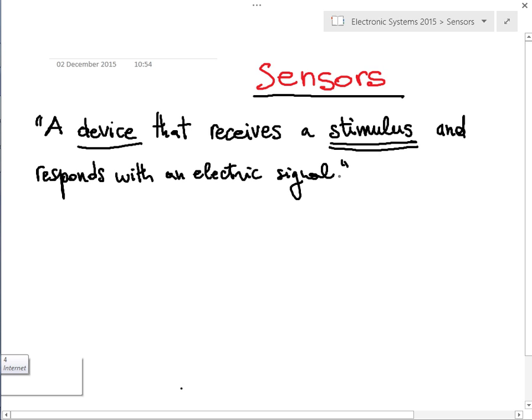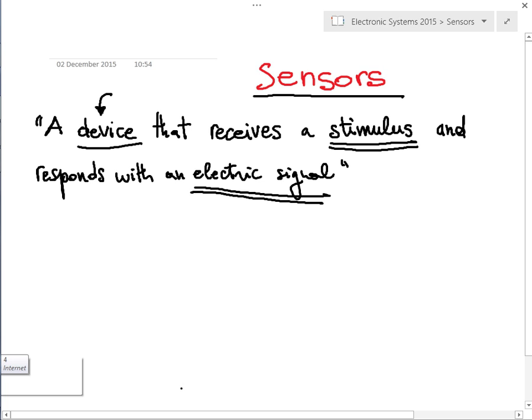So we are here discussing a specific class of sensors, the sensors that are artificially made for a particular technology. Of course, biological sensors behave differently. They do not respond with an electric signal, but in the case of man-made sensors, we typically have a response in terms of an electric signal. So, what are the important words in this definition?